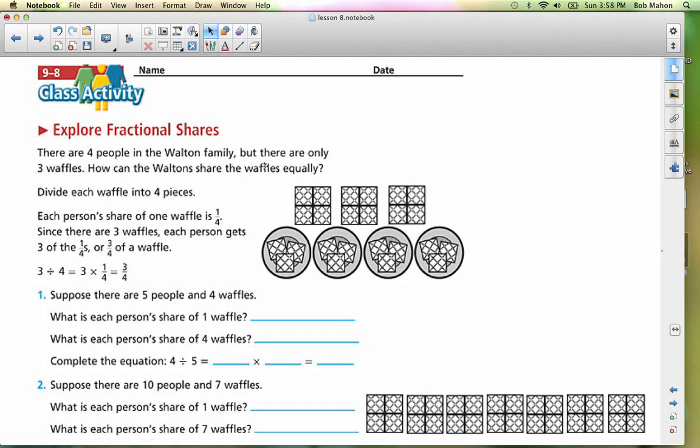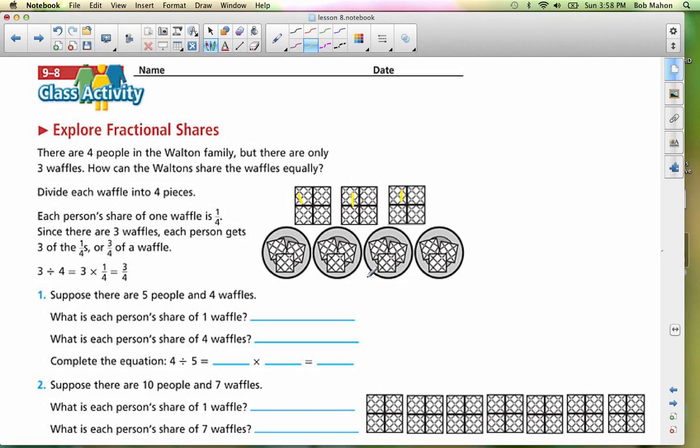If there are 4 people in the Walton family, but there are only 3 waffles, how can the Waltons share the waffles equally? Well, you would divide each waffle up into fourths, just like this picture shows. Each person's share of one individual waffle is 1/4. Since there are 3 waffles, each person gets 3 of the fourths, right? So each individual person is going to get 1 piece. One kiddo gets this, this, and this, right?